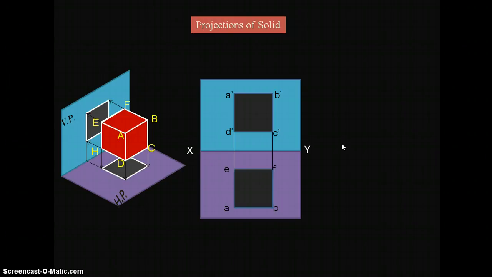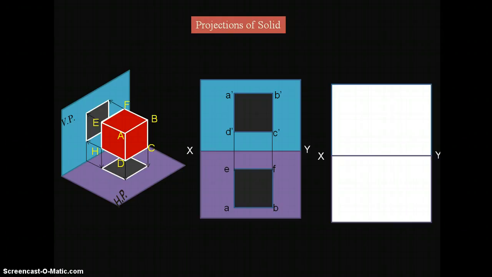Now we discuss how to draw on a drawing sheet for this cube when it is placed in the first quadrant. Assume this is a drawing sheet with the XY reference line. First we need to draw the front view. Either view can be drawn, and as we have discussed many times, wherever we get the true shape of the object, we start with that view first.